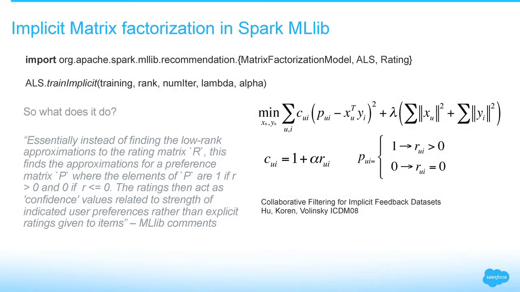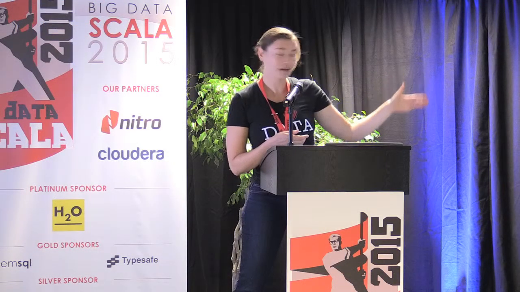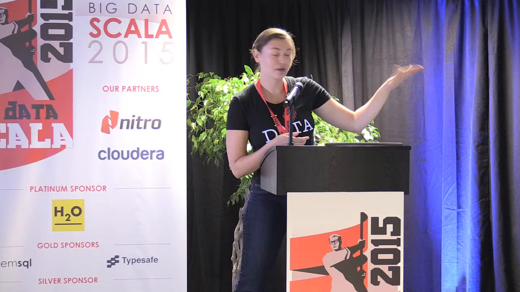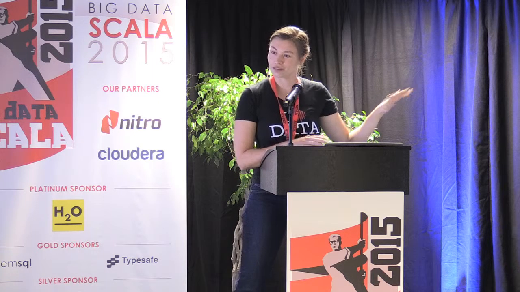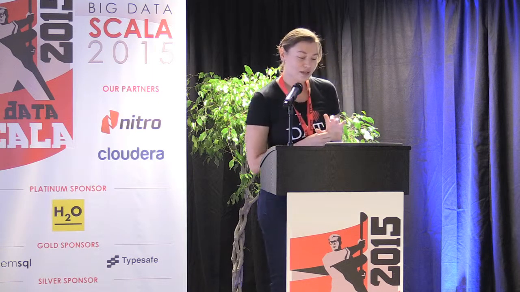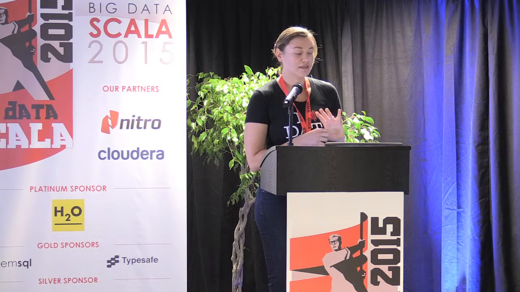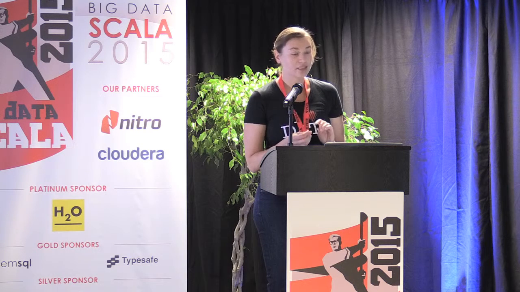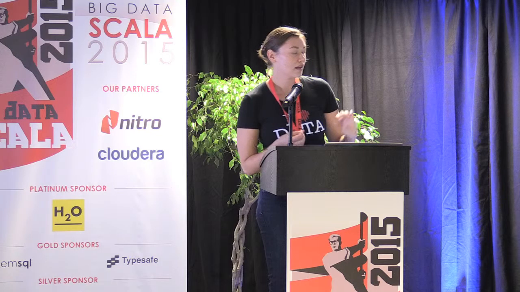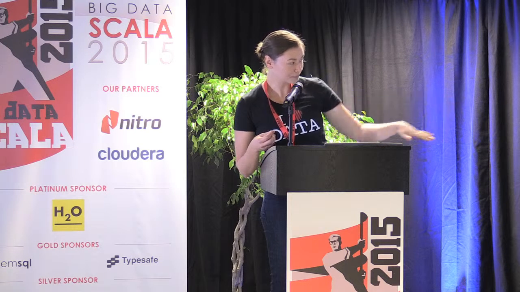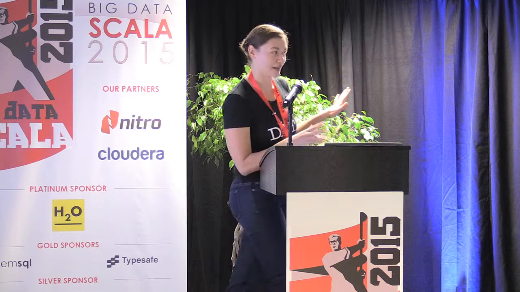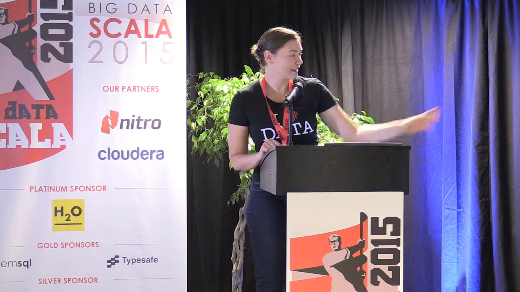Fortunately, implicit matrix factorization is already in Spark, which is very nice. So all you have to do to use it is basically import the appropriate library and say ALS.trainImplicit, and then pass in your parameters. So very easy to use. And then basically the difference between implicit and explicit matrix factorization is in this equation over here, on your right. And if you don't want to look at that, there's the text from Spark.